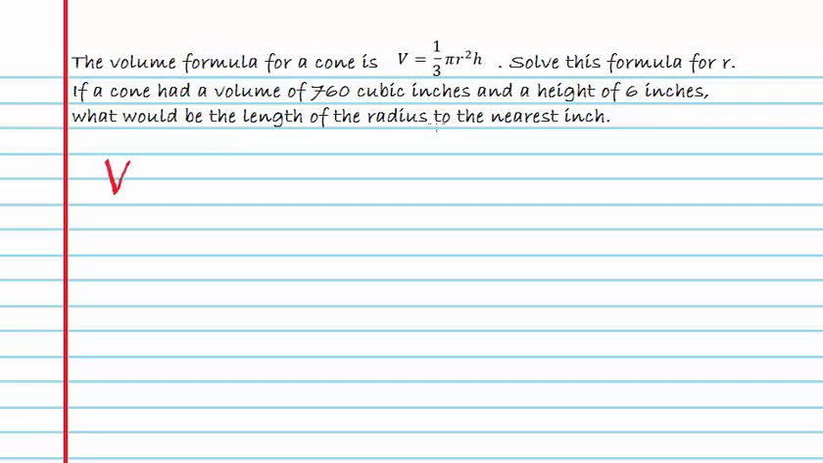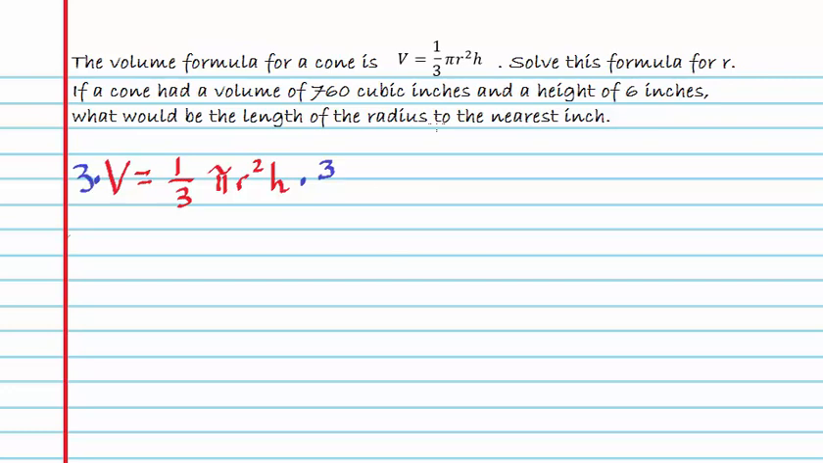So my volume formula is 1/3 pi r squared h. And the goal of this problem is to isolate the radius, to isolate the variable r. So my first step is I'm going to get rid of the 1/3 out front. Remember, to move a fraction like this to the opposite side of an equation you either can divide by that fraction or you can multiply by the reciprocal. I'm going to choose to multiply by the reciprocal, which is 3. So I'm going to multiply both sides by 3.